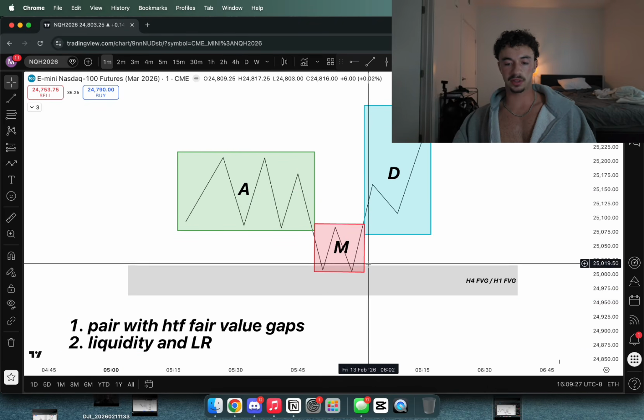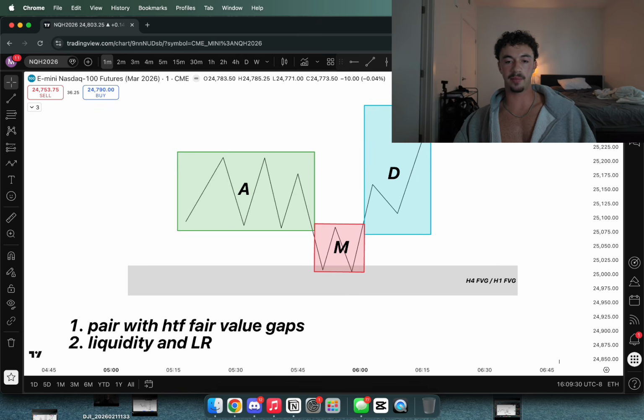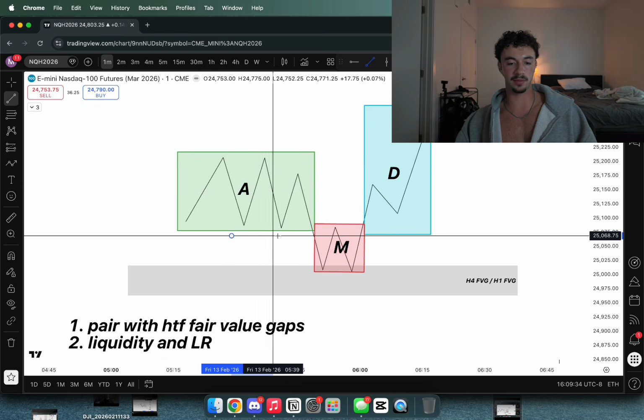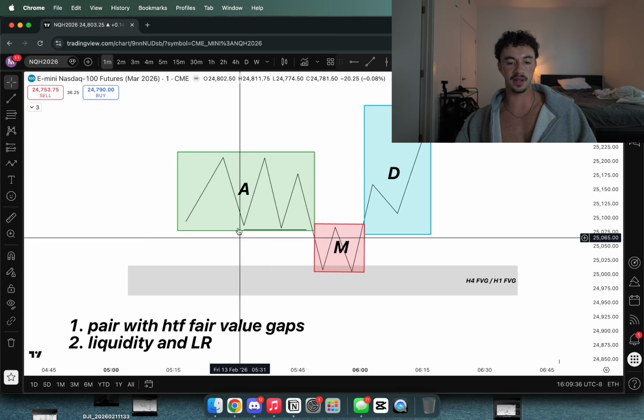Well, number one, what you also want to see with a high time frame gap is you want to see us, after accumulating, number one, we already manipulate these lows right here. So that's already a stop hunt.